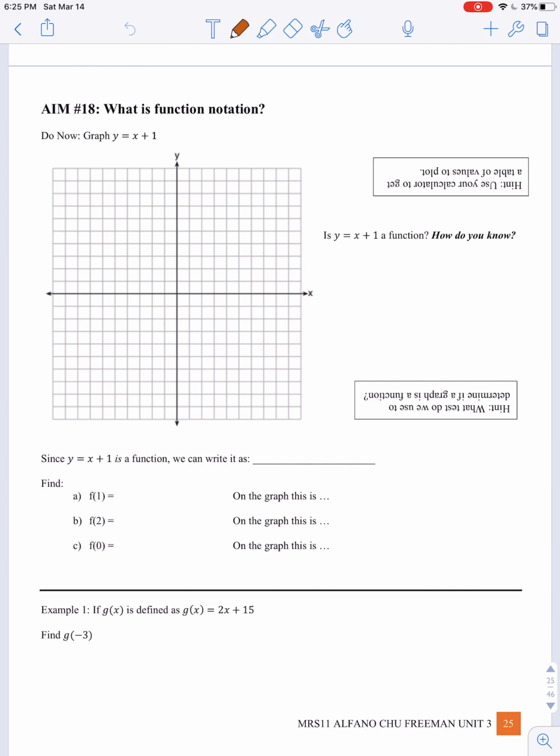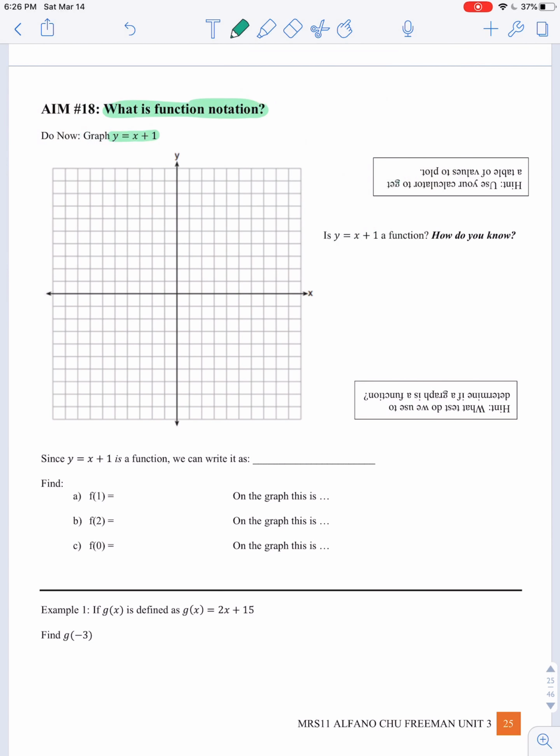Okay guys, so we are on lesson 18. Our aim for today is what is function notation. For our do now, I need you guys to graph this equation y equals x plus 1. Go ahead and pause the video right now and try to graph it by yourself before I go over it.